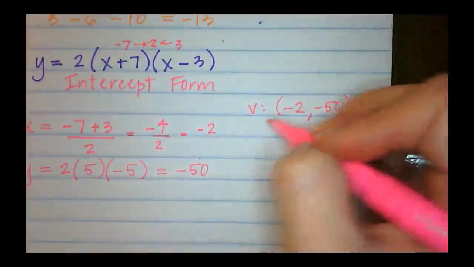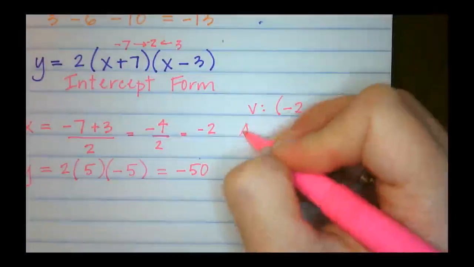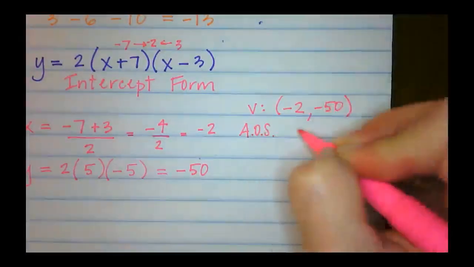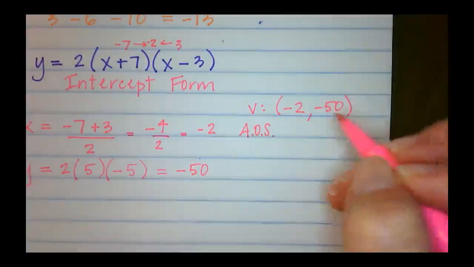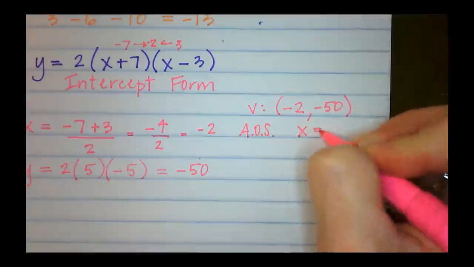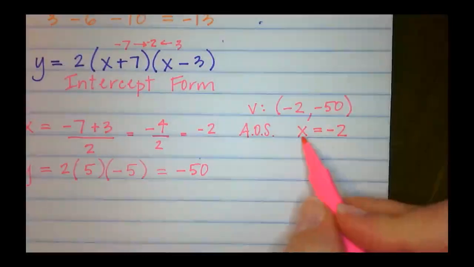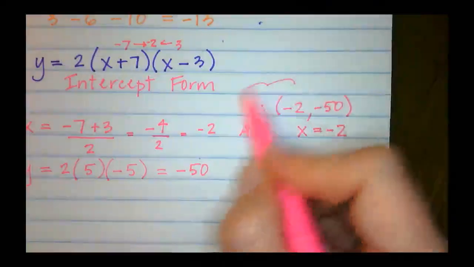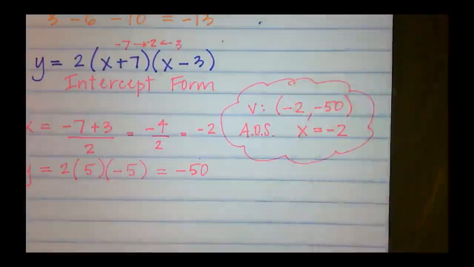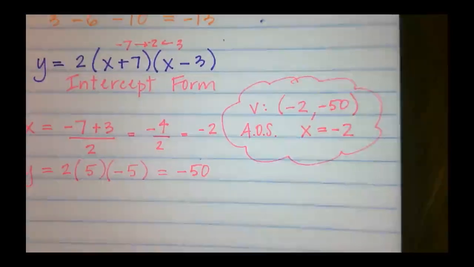So now I know the vertex is located here, which means the axis of symmetry is a vertical line that goes through the vertex, which means it is located at x equals -2. So now I have the vertex and axis of symmetry. All right, that was intercept form.